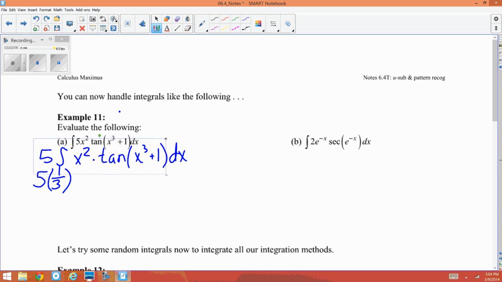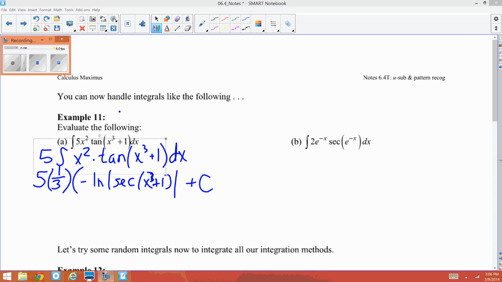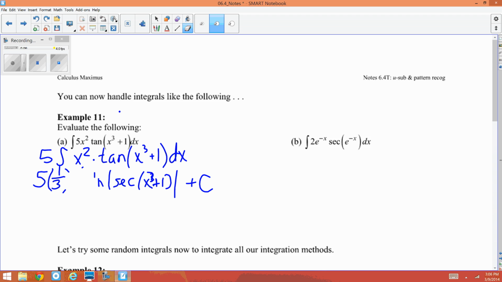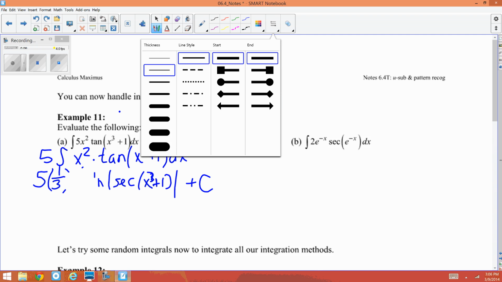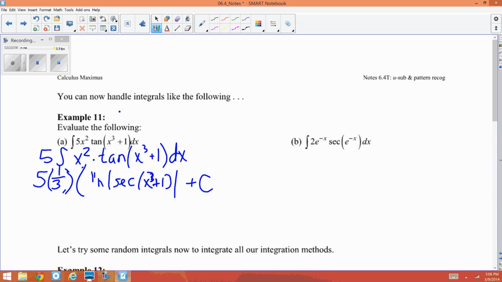Now the antiderivative of tangent is negative ln of secant of x cubed plus 1, plus c. There you go. And if you wanted, you could have put the cosine in there. Alright, so I made a problem. I'm mixing up two different things here. That's a giant eraser. That's alright. I would either put the negative and cosine, or just put secant. So it's your choice.